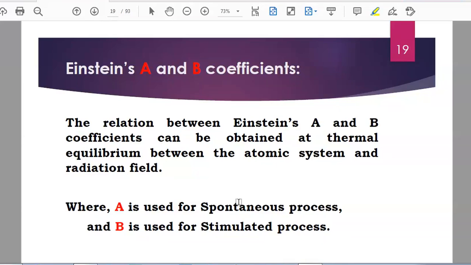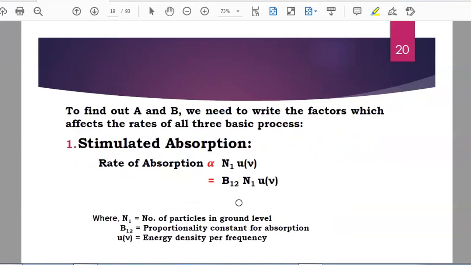Whenever we talk about the spontaneous emission process, we are going to write capital A to denote that process. Basically it's the coefficient of this process, and the coefficient for the stimulated process is capital B. So A and B we are going to use for different processes. Let me give you the idea one more time in the next slide.